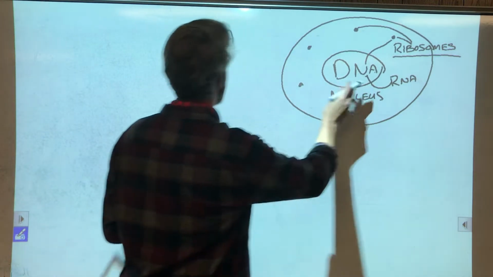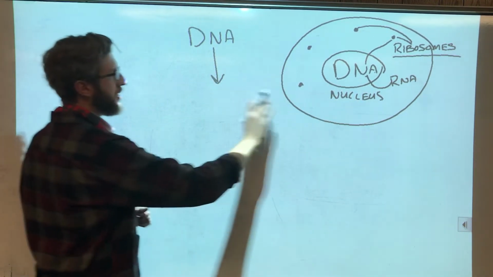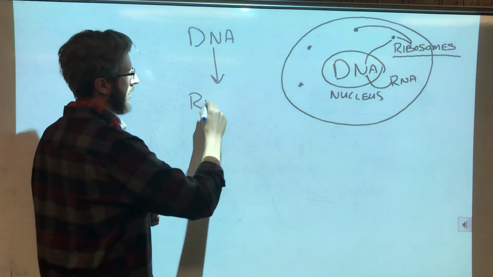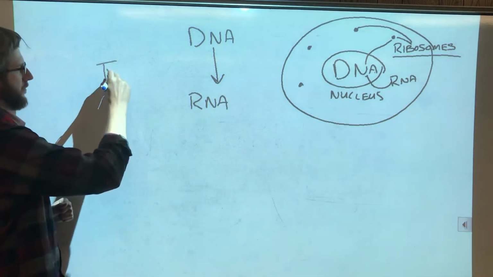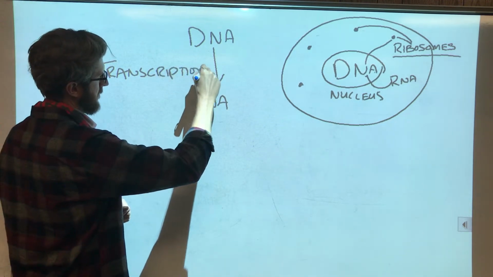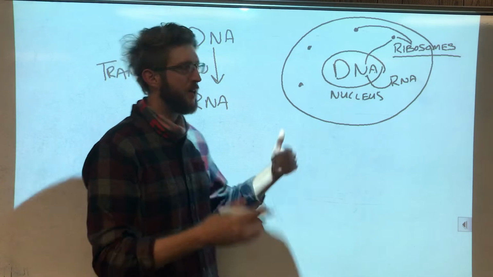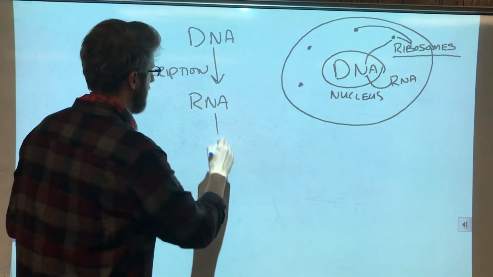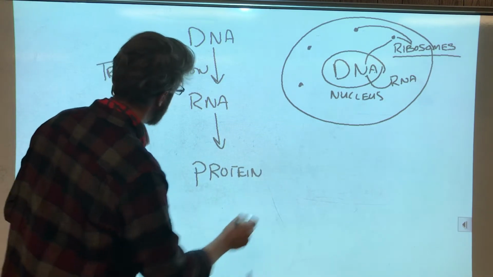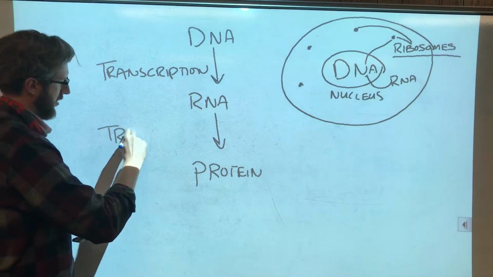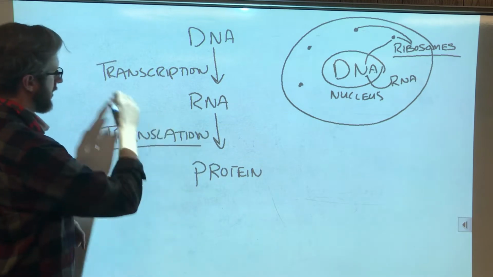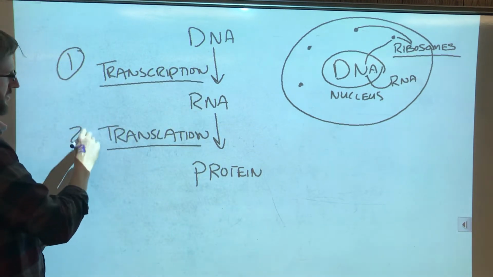Okay. So before we can make the protein, we have to rewrite the instructions in DNA into a strand of RNA. And that process is called transcription. Then that RNA, the instructions in the RNA, can be used to make the protein, which is called translation. So that's step 1 and that's step 2.